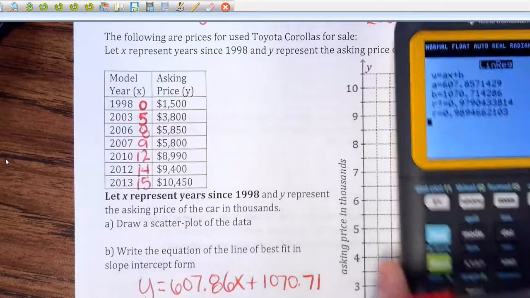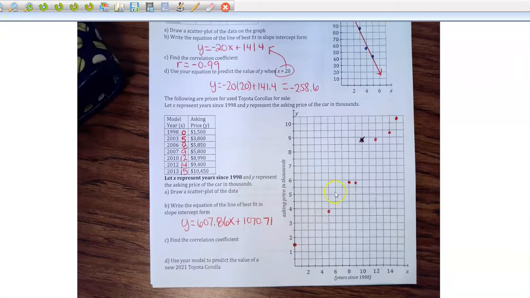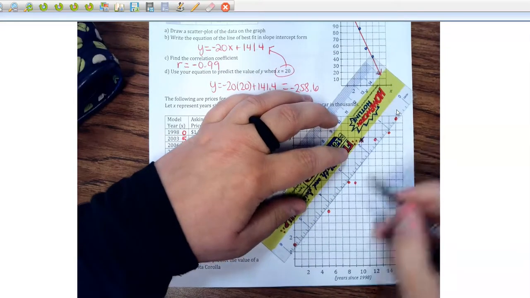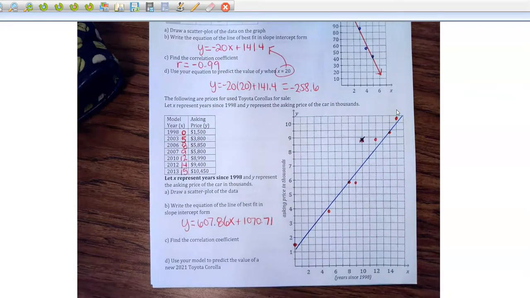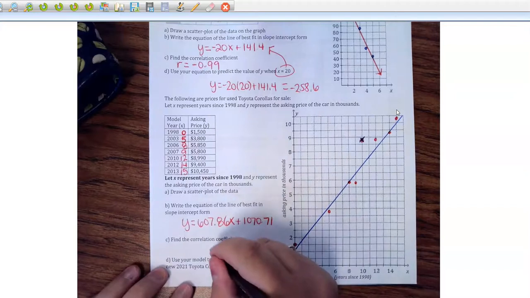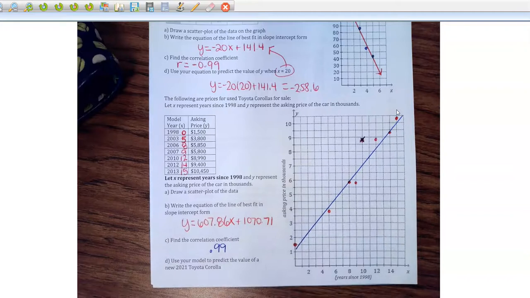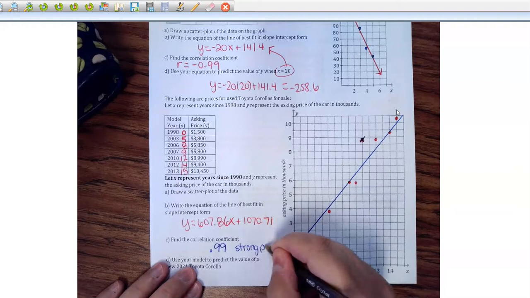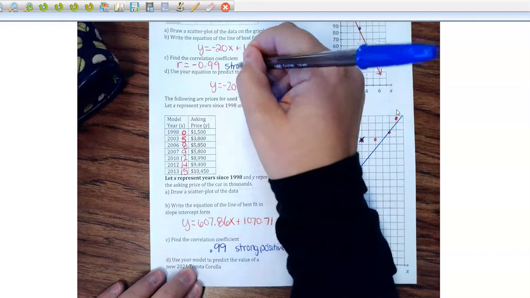And if you look back at my graph, sorry, I had the calculator over it, I do have strong positive. If I wanted to draw a trend line through there, half above, half below, you can see those data points are really close to that line. So that correlation coefficient, I'm going to go 2 decimal places, and that would actually round to 0.99. So this is strong positive. And I probably should have written that on the last one. This last one was strong negative.